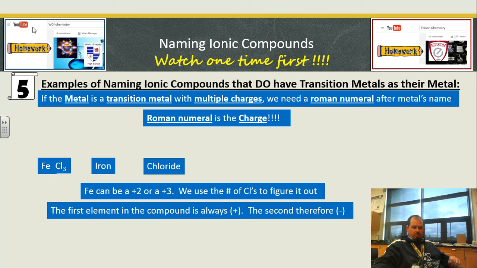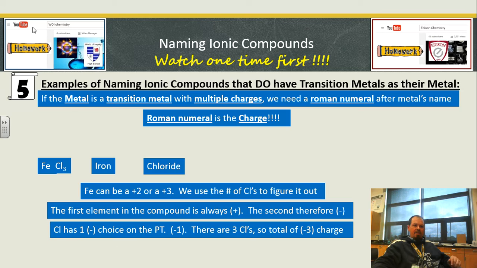This is another rule that we need to have under our belt. The first element is always positive. The second element is always negative. Because that's the case, I know iron is +2 or +3, and there's only one choice for chlorine, and that's -1. There's only one negative choice. There are 3 chlorines, so there's a total charge of -3.